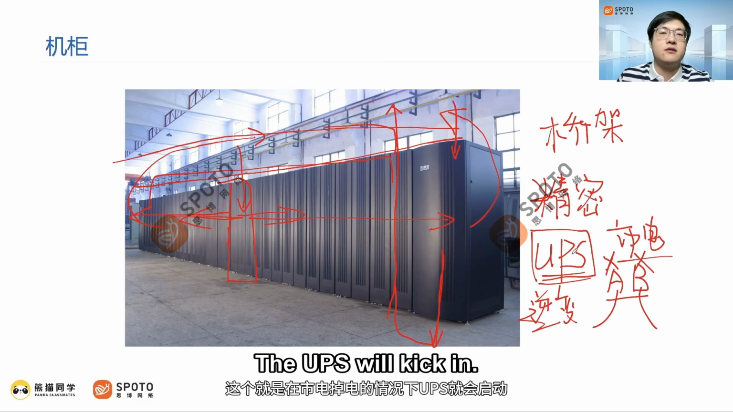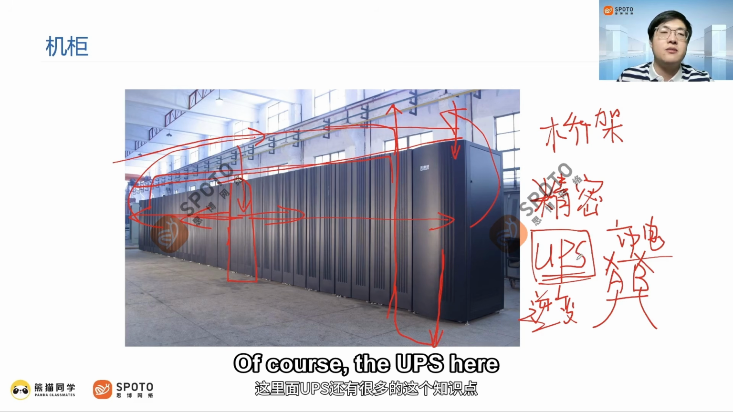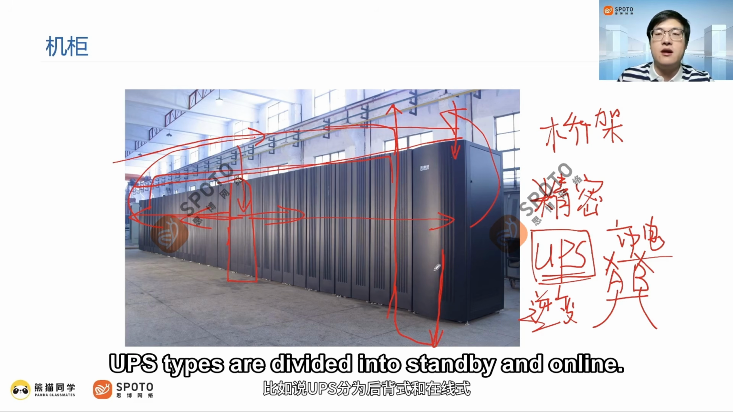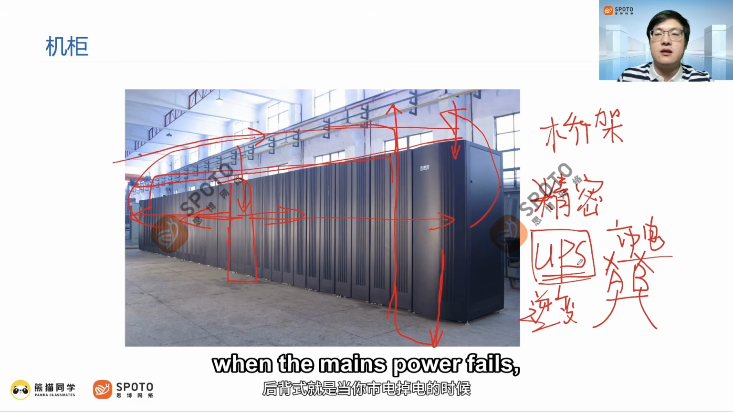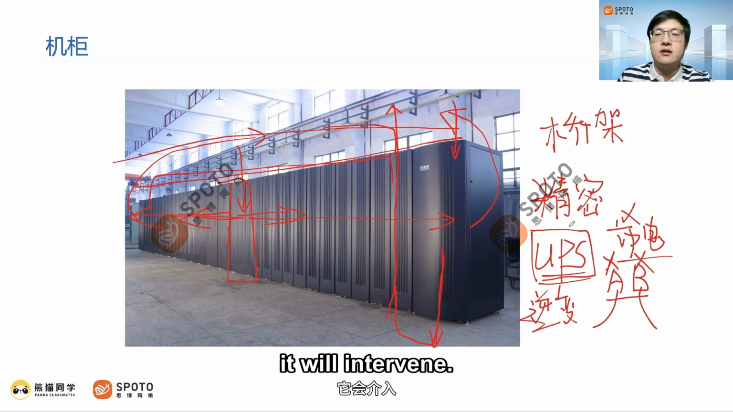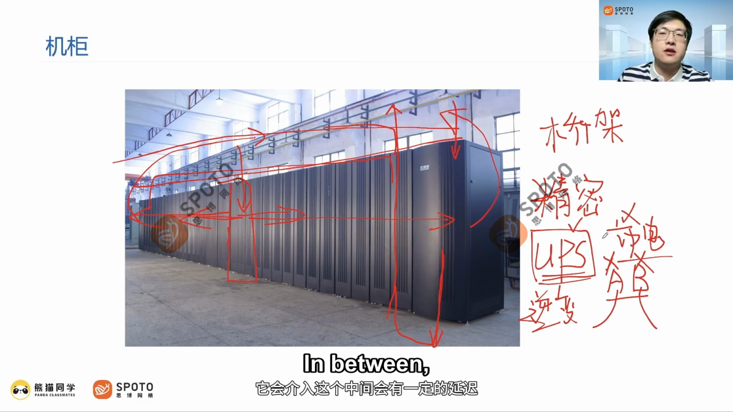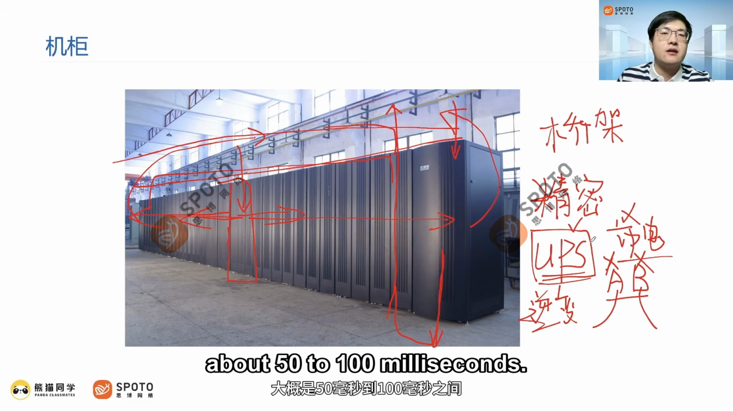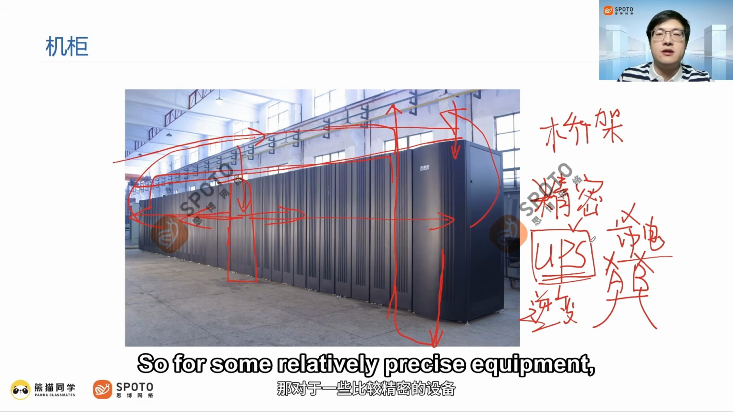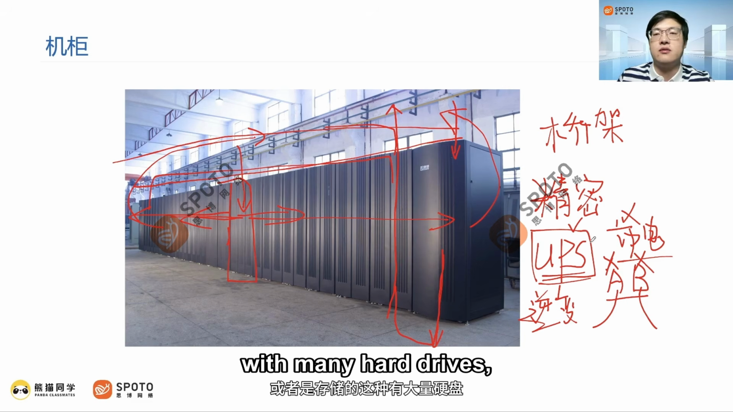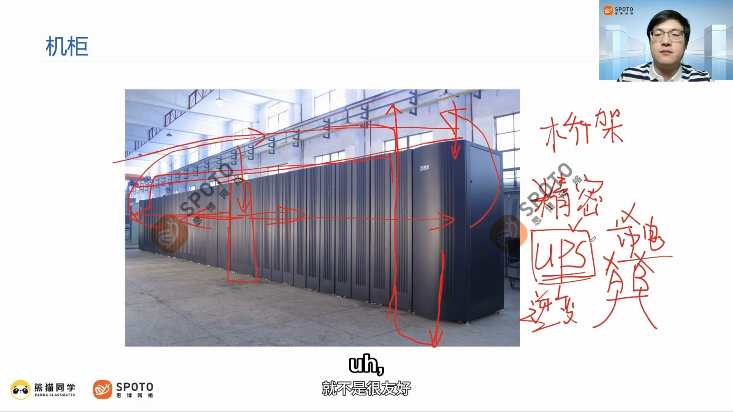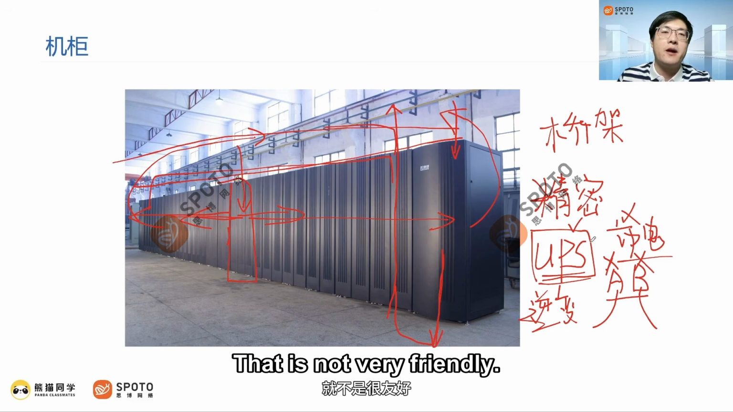The UPS will step in. Of course, the UPS has many other key points. For example, UPS types are divided into standby and online. Standby means when the mains power fails, it will intervene. In between, there will be some delay, about 50 to 100 milliseconds. So for some relatively precise equipment, or storage devices with many hard drives, that is not very friendly.